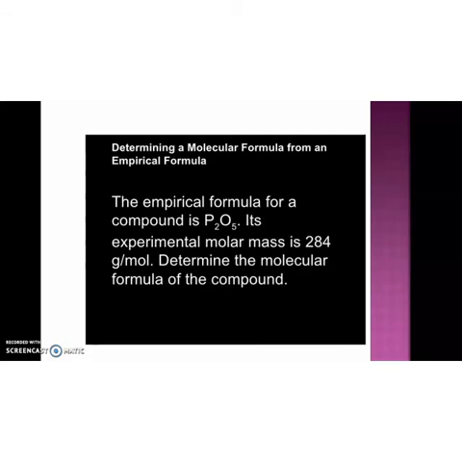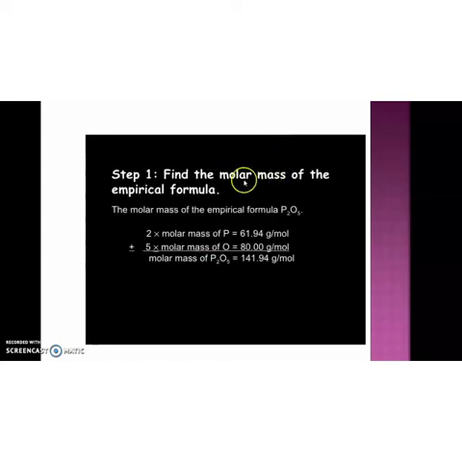Empirical formula of a compound is given and the molar mass is also given. You have to find out the molecular formula of the compound. How will you find out? So, find the molar mass of the empirical formula. So, the empirical formula here in the question is given as P2O5. So, there are 2 phosphorus atoms and 5 oxygen atoms present.